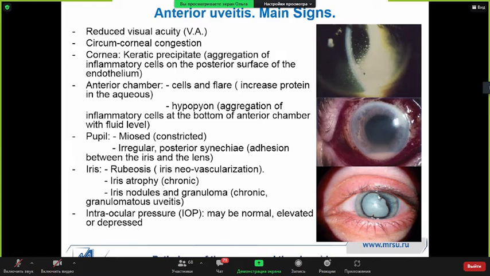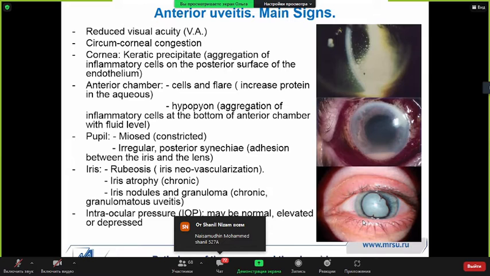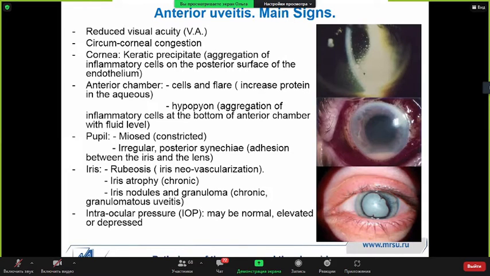problems with pupil. Yes, here we see the non-round pupil. The pupil can be miotic or constricted. It can be irregular, posterior synechiae. Here we see, on the third picture, you see the posterior synechiae. It's the adhesion of iris to the lens capsule. From the iris, we can see rubeosis. Rubeosis is neovascularization of the iris, or can be nodules or granulomas in the iris.